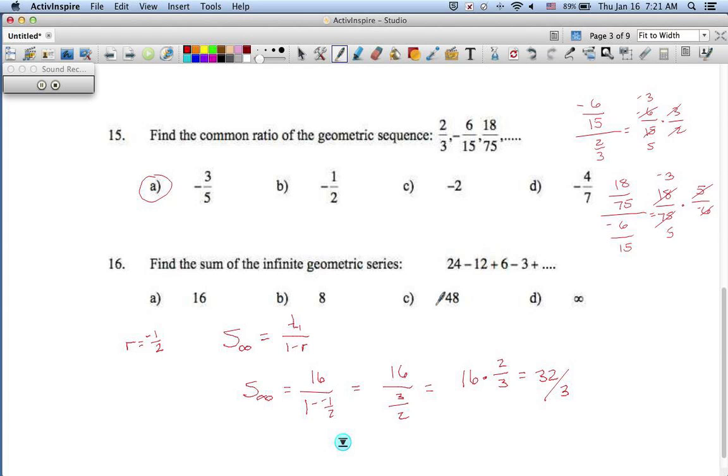Which unfortunately is not on here, so I'm going to double check my math here. Ratio certainly is negative 1/2. 1 minus 1/2 certainly is 3 over 2. I'm getting 32 over 3 here. Perhaps we have a typo. Not on here. I will double check that. Maybe I did some math wrong here, but we're going to end this video right now.